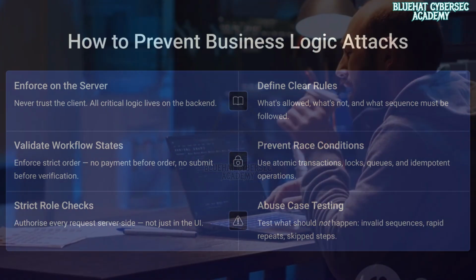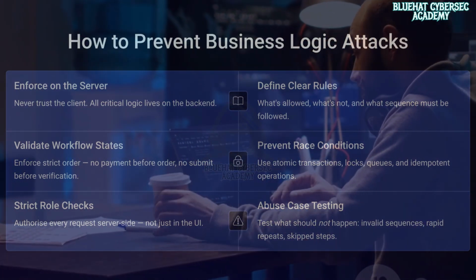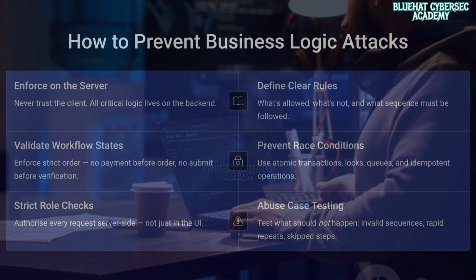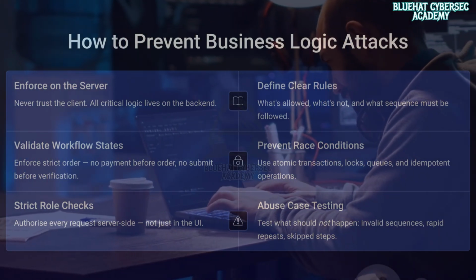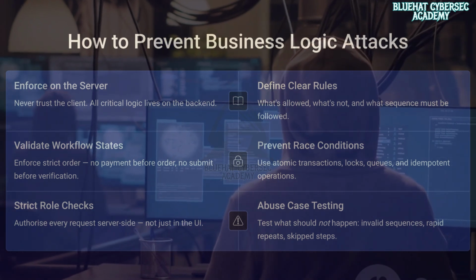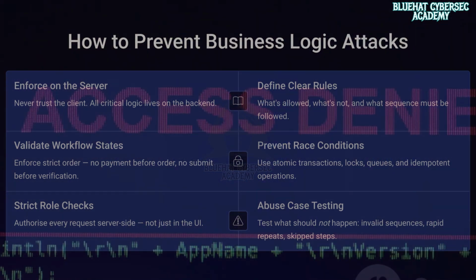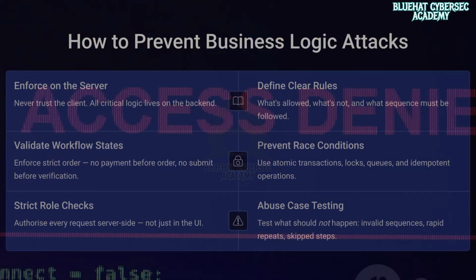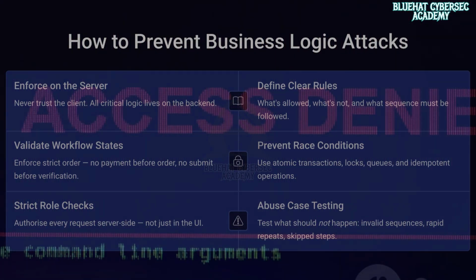Fourth, prevent race conditions by using proper handling techniques like atomic transactions, locks or queues, and idempotent operations. This prevents duplicate or conflicting actions. Fifth, implement strict role checks. Authorization must be enforced on every request, on the server side, not just in the UI.